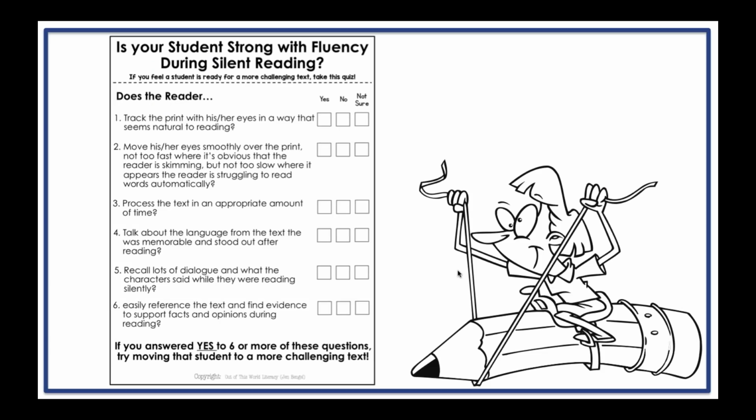Do they track the print with their eyes in a way that seems natural to reading? So watch their eyes as they're reading silently. Are they moving across the page in a way that seems to be accurate, not only in the direction that the eyes are moving, but in the speed at which they're moving? So the second one, do they move their eyes smoothly over the print? Not too fast where it's obvious that they're skimming, and not too slow where it appears that they're struggling to read words automatically, but in a more natural way.